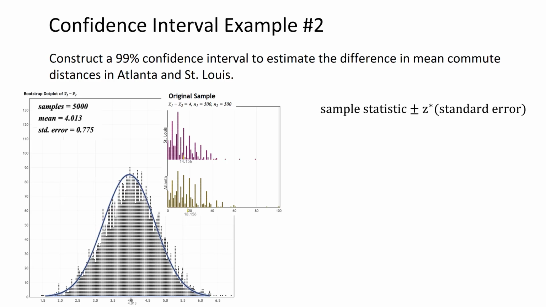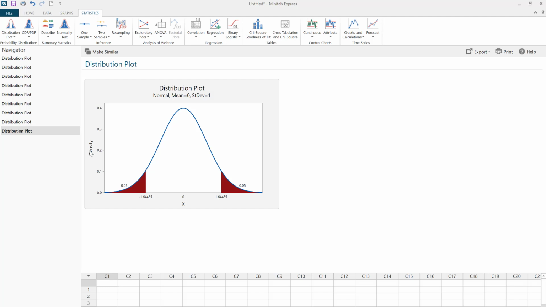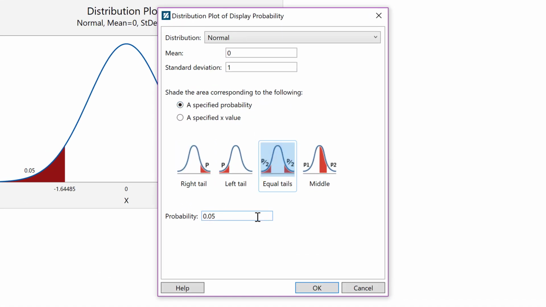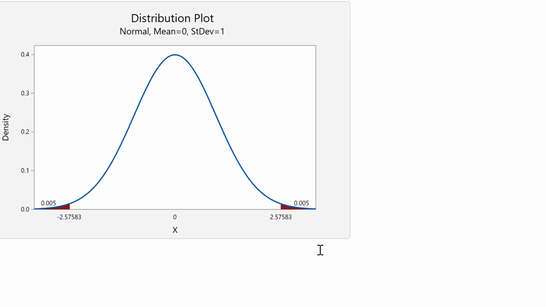Here's the general form of a confidence interval. The sample statistic is the mean difference in the original sample. That was 4. The z multiplier we're going to find by constructing a z-distribution in Minitab Express to find the z values that separate the middle 99% of the distribution from the outermost 1%. Again, we'll construct a probability distribution plot to display a probability. We have equal tails with 99% in the middle, 1% or 0.01 is split equally between the tails.